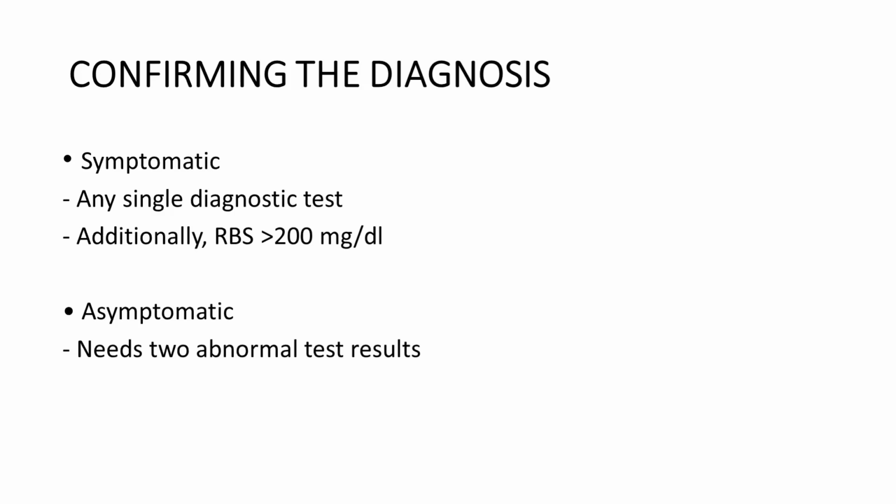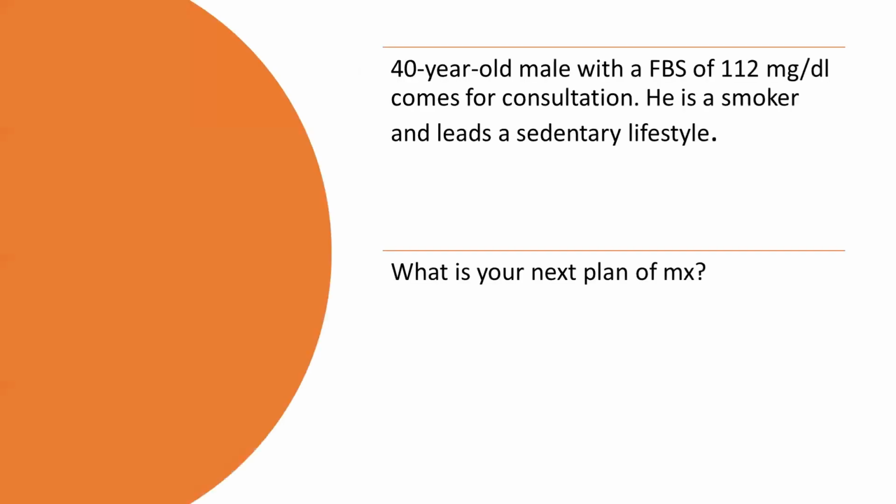So now that we have diagnosed diabetes, suppose a patient comes with a fasting blood sugar report of 112 who has these risk factors: smoking history and a sedentary lifestyle. Can we really categorize him as diabetes? Or what does this patient fall into? This is a common scenario we come across, and let's see what our next plan of management would be in this kind of patients.